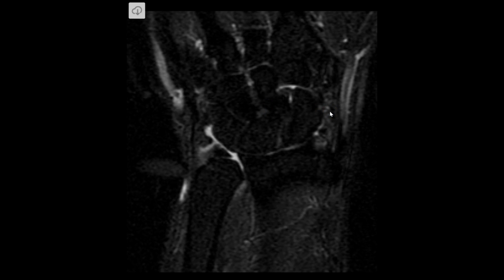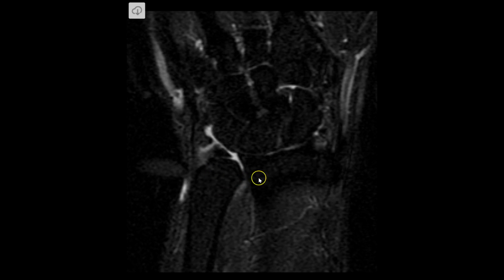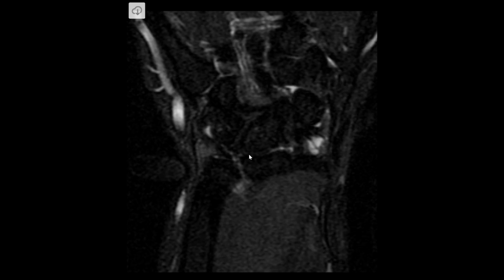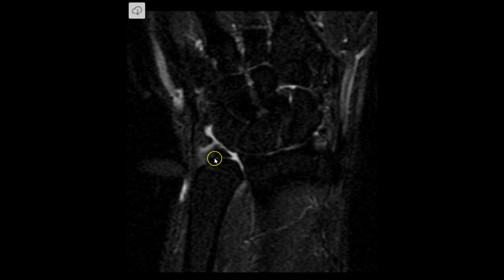Now I want to review a few cases of TFCC tear. These come from Radiopedia, and I give the appropriate credit. So this is a coronal weighted image, fat suppressed, through the triangular fibrocartilage complex. And I'll just scroll through to give you a flavor for the anatomy. This is the radius over here and the ulna over here.